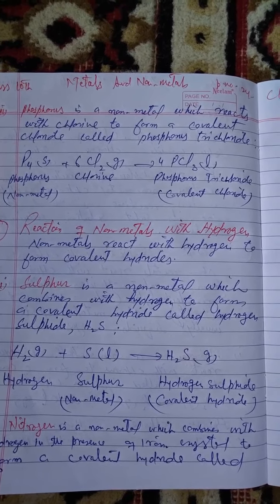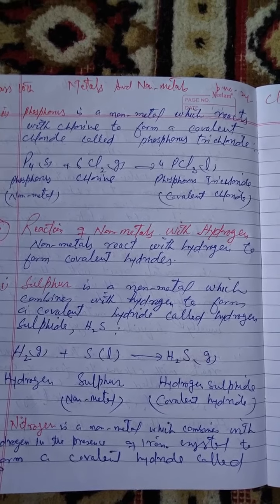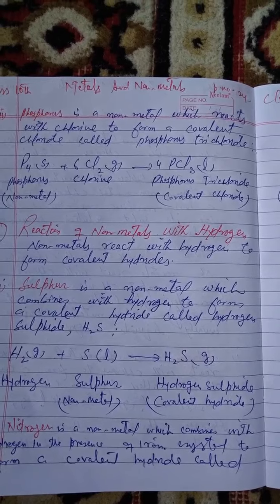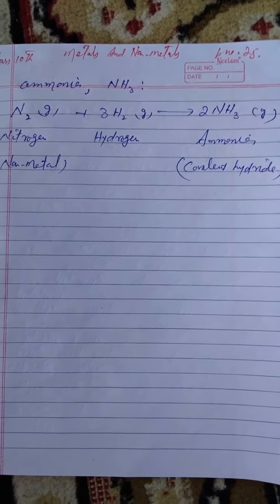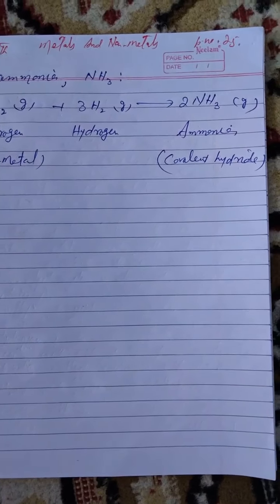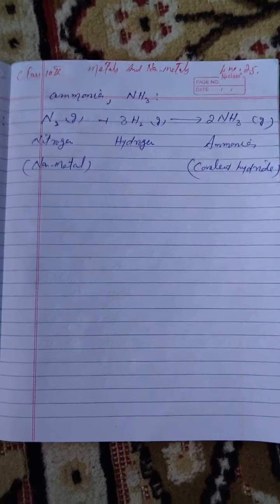Nitrogen is also a non-metal which combines with hydrogen in the presence of iron catalyst to form a covalent hydride called ammonia. So nitrogen, a non-metal, reacts with hydrogen, forms ammonia. Ammonia is a covalent hydride. So these are the chemical properties of non-metals.